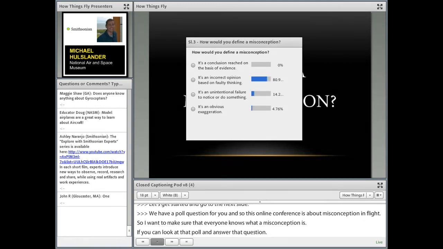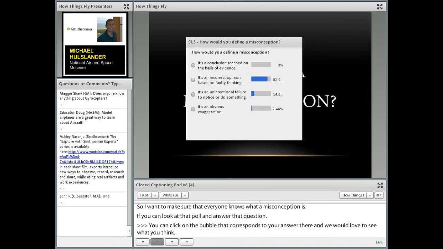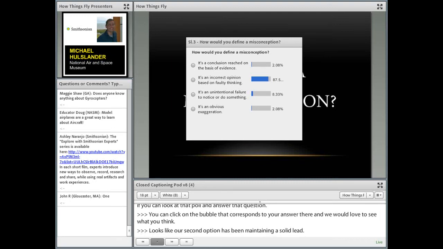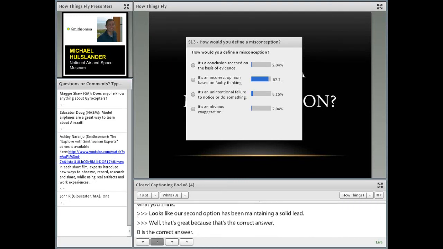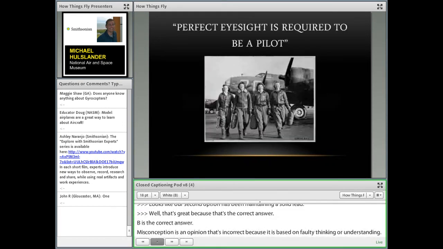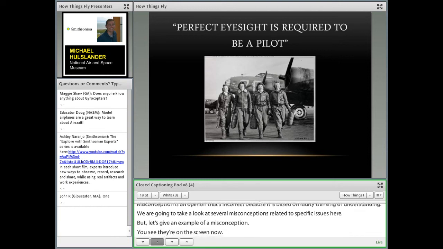Looks like our second option, it's an incorrect opinion based on faulty thinking, has been maintaining a solid lead. Well, that's great because that is the correct answer. B is the correct answer. A misconception is a view or an opinion that is incorrect because it's based on faulty thinking or understanding. So we're going to take a look at several misconceptions related to two specific issues here. But let's give an example of a misconception. You see that on your screen now: perfect eyesight is required to be a pilot. That is actually a misconception.